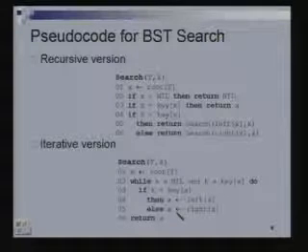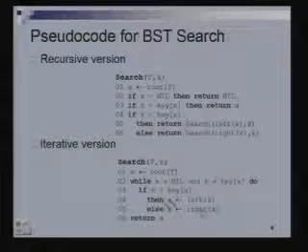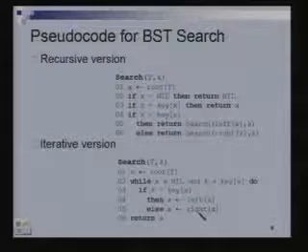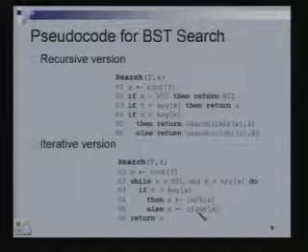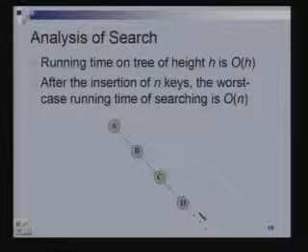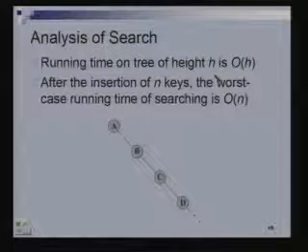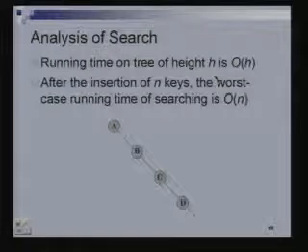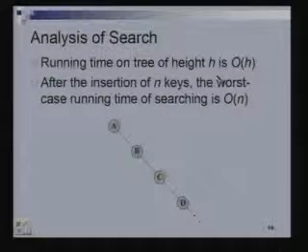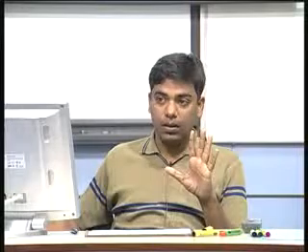So how many times will we execute this while loop? The maximum number of levels in the tree, and the maximum number of levels in a tree is the height of the tree. If the height of the tree is h, then the running time of this procedure is no more than h. So order h is the running time of this procedure. Everyone understands this? Right, simple.